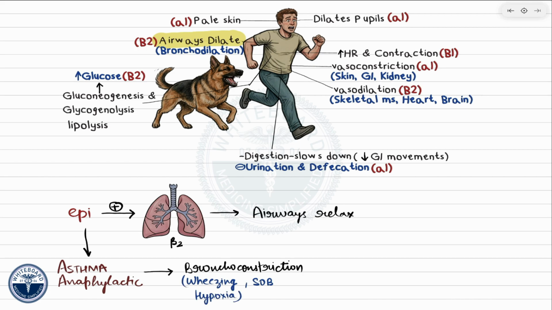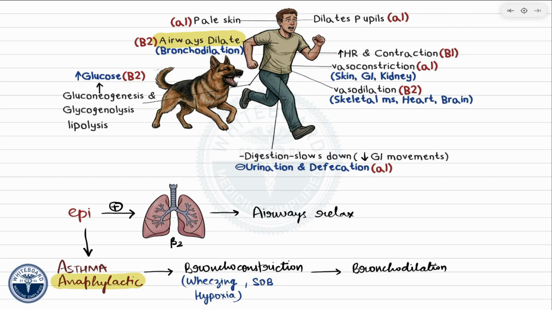By stimulating beta-2 receptors, epinephrine relaxes the bronchial smooth muscle and opens up the airways. This reduces airway resistance and allows more air to reach the lungs with each breath. In other words, bronchodilation improves ventilation and oxygen delivery. This is one of the major reasons why epinephrine is life-saving in anaphylaxis.